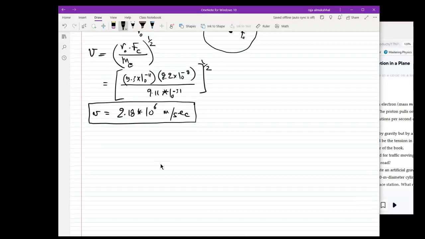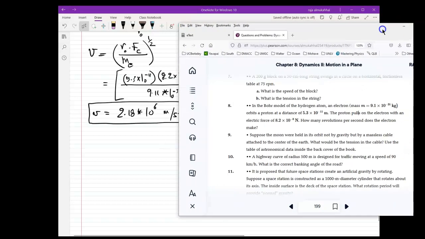All right. So he says number of revolutions. Let me read the problem again, the last one. How many revolutions per second? What is he asking for? He's asking for the frequency. Remember the frequency? It's the number of revolutions per second. And frequency is related to angular velocity, omega, right? Omega equals 2 pi f. And velocity v is related to omega.